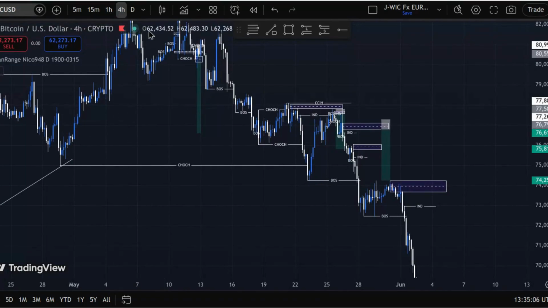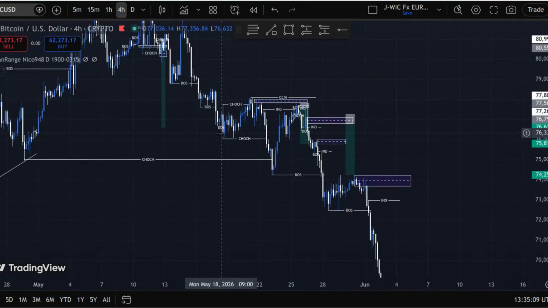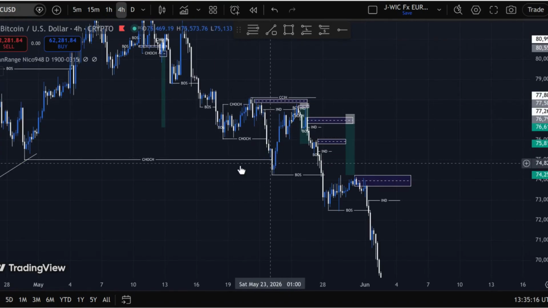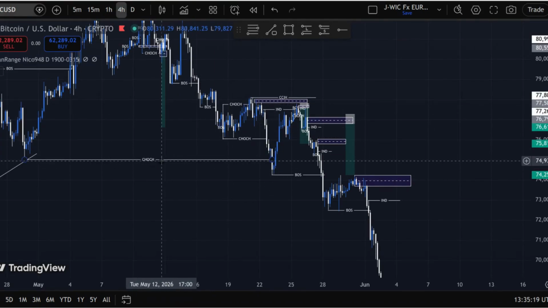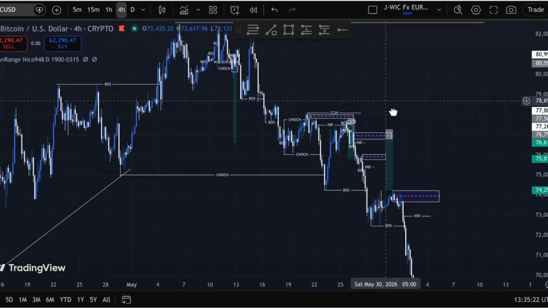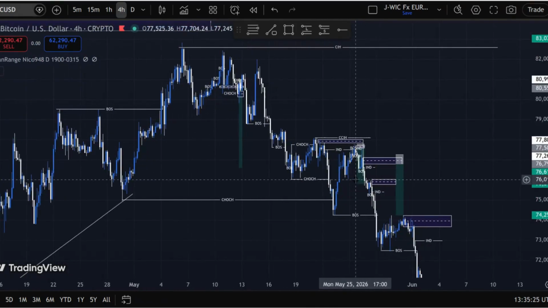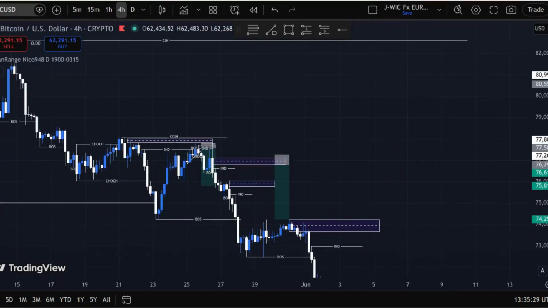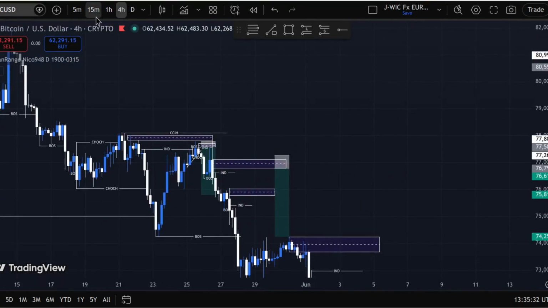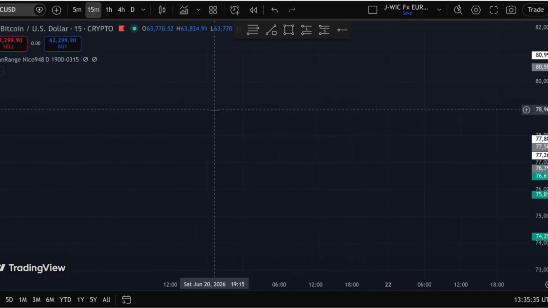All right, if you go to 15 minutes, you'll see this clearly. So change of character to the upside, change of character to the downside. Then it made that external change of character. So in order for me not to miss out, since I've already started reading the internal structure, I said let's play along with what we have on the internal structure already. So let's go to the 15-minute time frame.